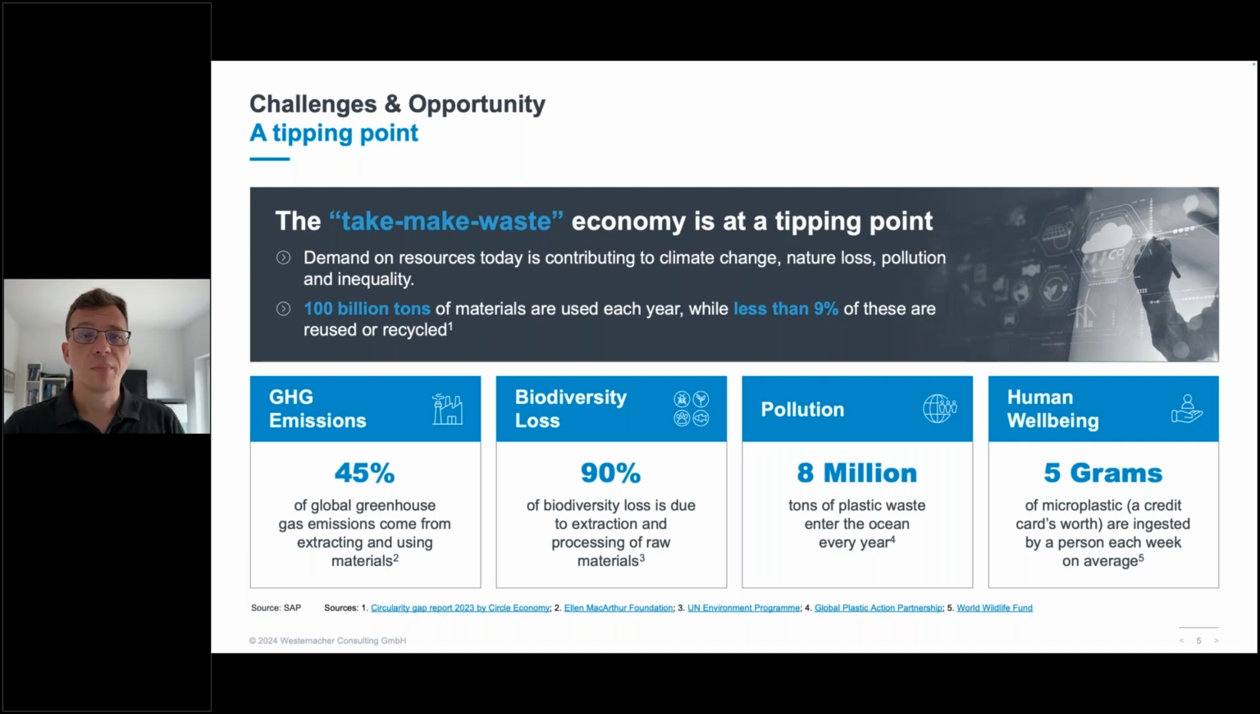Thinking about microplastic, it now already reaches human bodies. Out of this waste we also have a lot of biodiversity loss, and the production of all these materials and products comes with a lot of greenhouse gas emissions that do not positively impact our environment.